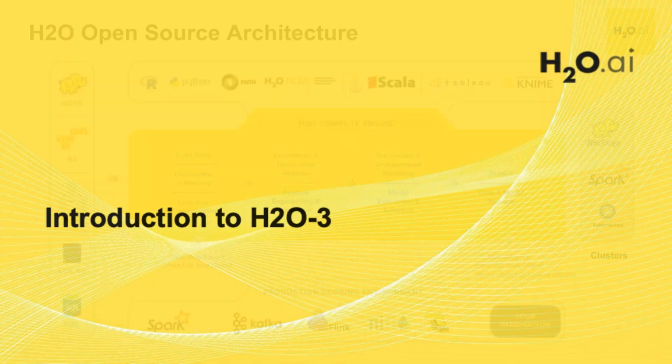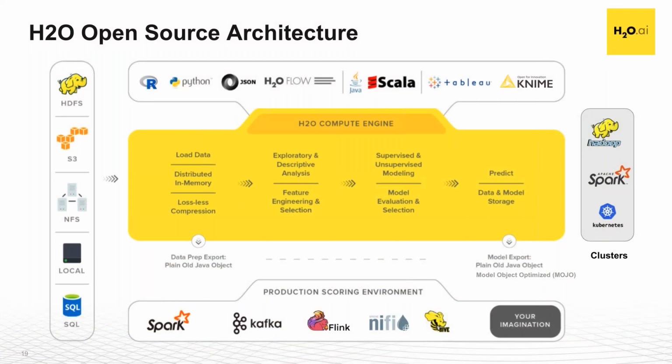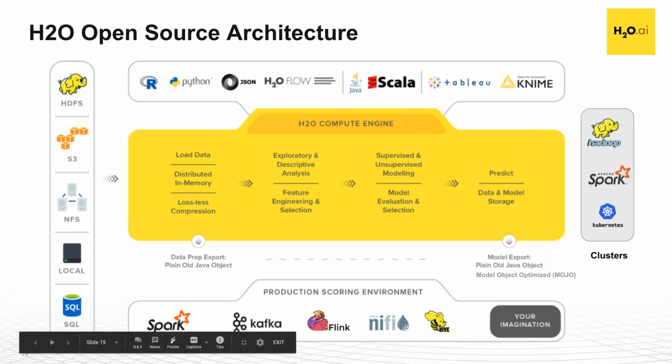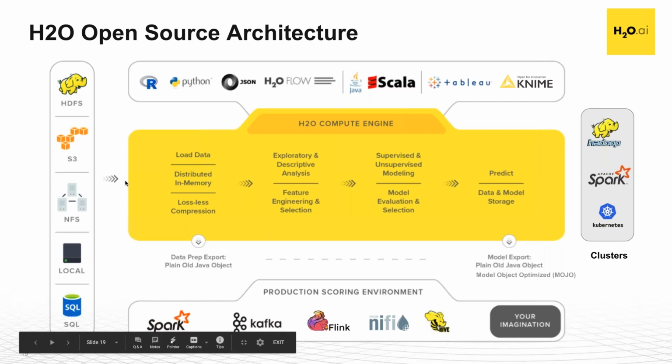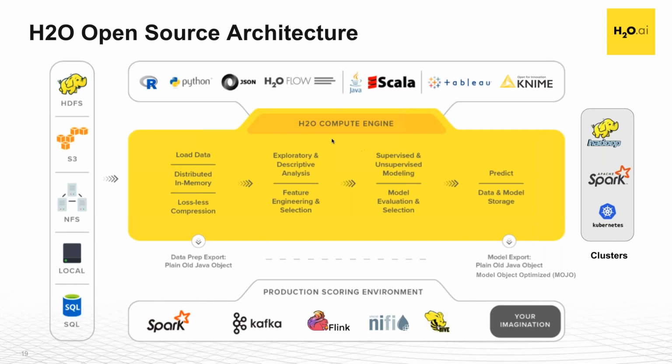So for today's session, we are going to use H2O3. H2O3 is our open source architecture. You can ingest data into H2O3 from a variety of sources, say HDFS, S3 buckets, or even your local system or SQL. And once it's ingested into the compute engine of H2O, you can perform a variety of operations. You can explore the data, perform exploratory data analysis, do feature engineering, select the features which you think are more important than the others, leave out the features which are not important, and create new features out of the existing features.